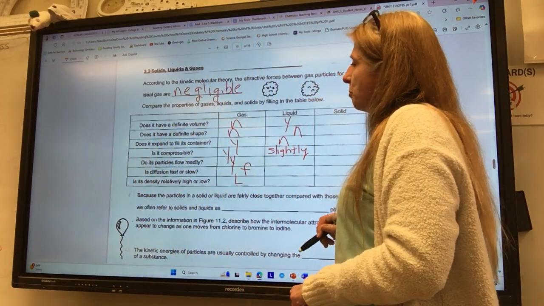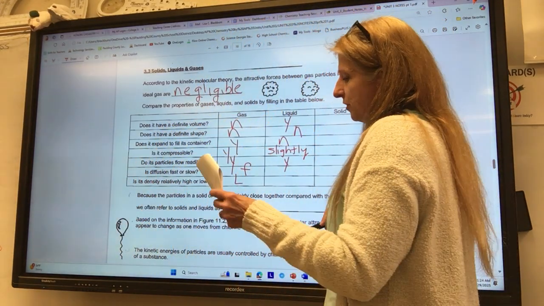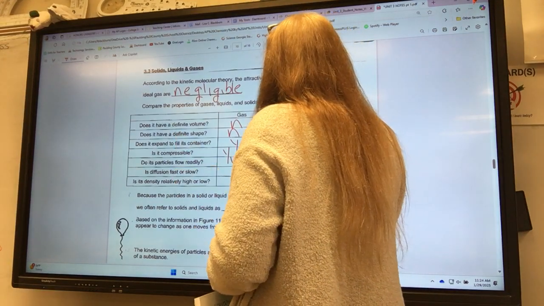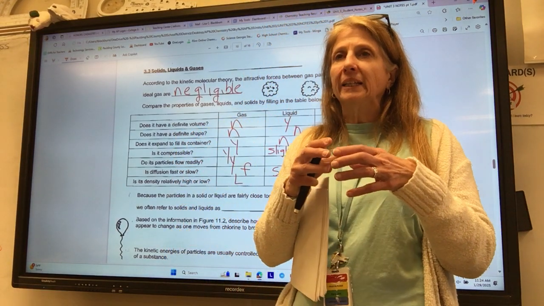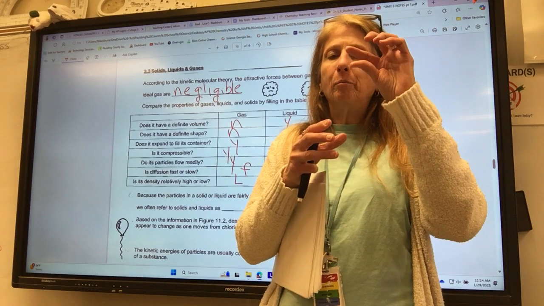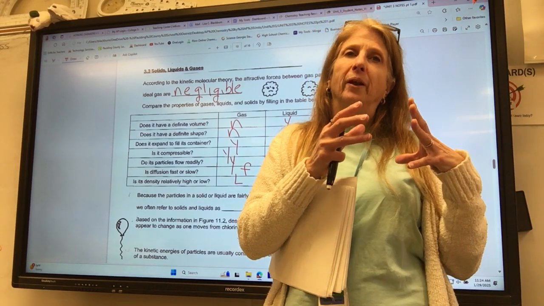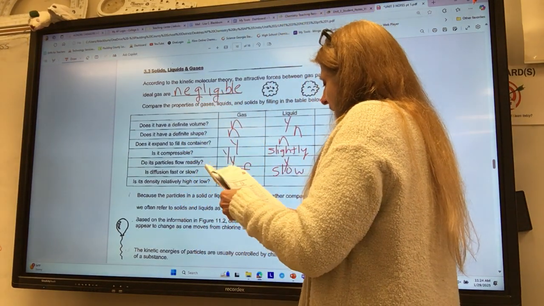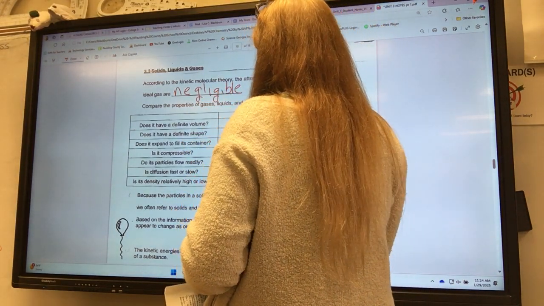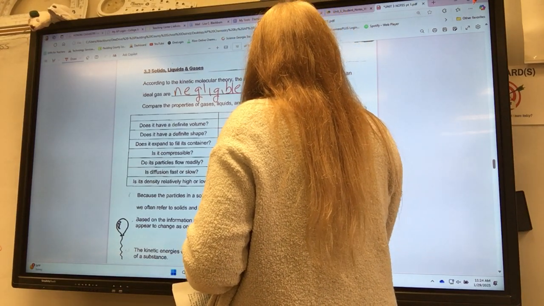Okay. Does its particles flow readily? Yes. Is diffusion fast or slow? It's actually slow. If I had a beaker of completely still water and I put a drop of food coloring in it, it would slowly spread through the water, right? Not real fast, okay? And is its density low or high? It is high. Let's try to make that a capital H.